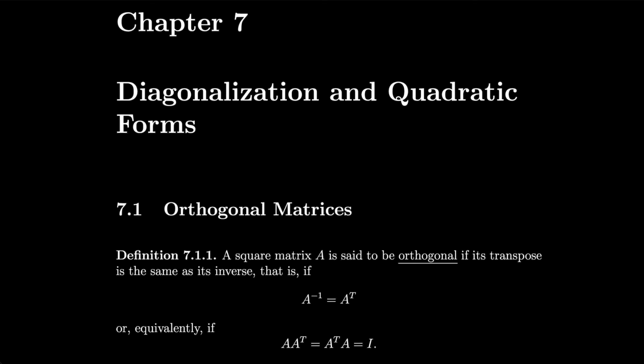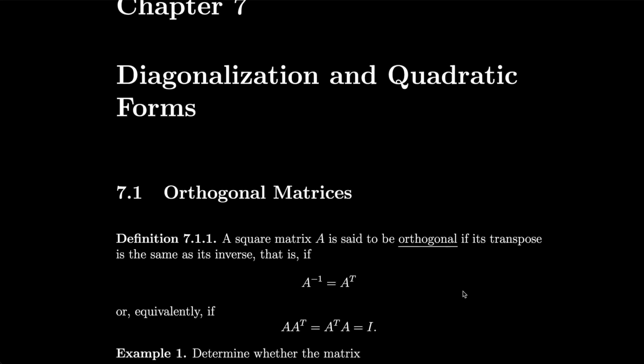Chapter 7, Diagonalization and Quadratic Forms. Section 7.1, Orthogonal Matrices. A square matrix A is said to be orthogonal if its transpose is the same as its inverse, that is, if A inverse is equal to A transpose, or equivalently, if A times A transpose is equal to A transpose A, which is equal to the identity. So A transpose cancels out A.